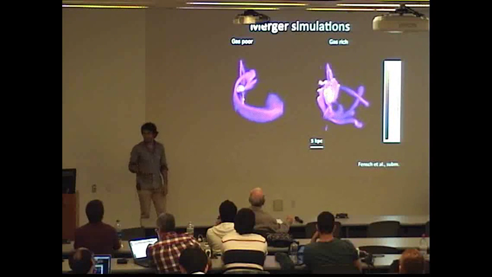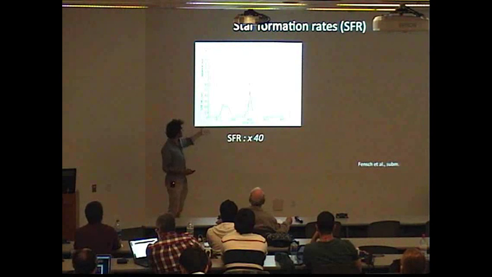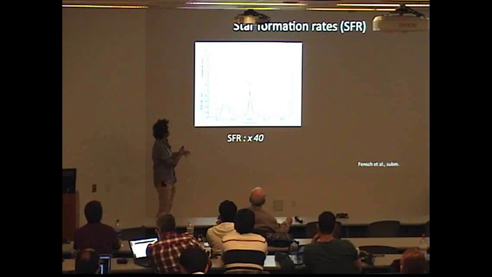So now let's have a look at the star formation rate during those collisions. Here, that's the star formation rate for the gas-rich collision. You begin at around 1 to 2 solar masses per year. And after the collision, so here you have the distance, that's the first pericenter passage, you have a factor of 20 increase in the star formation rate and more than 40 at the coalescence.